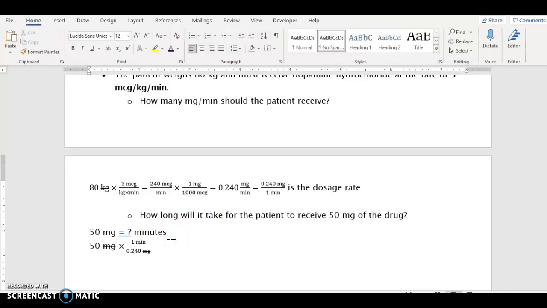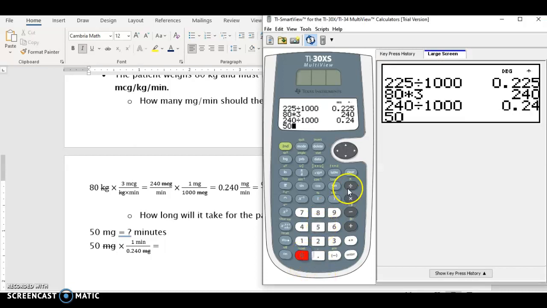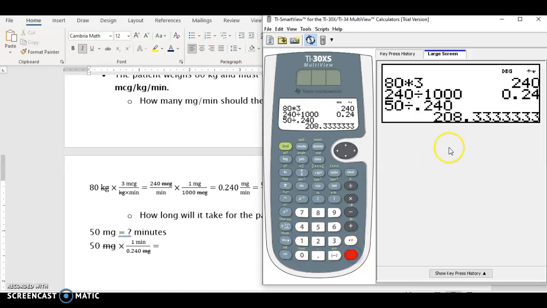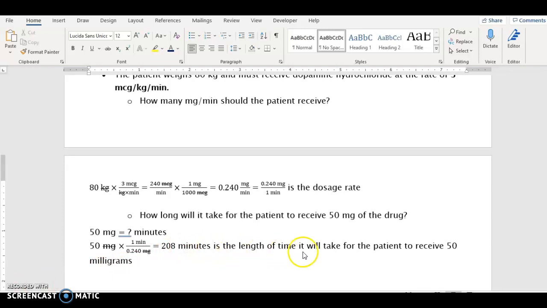So therefore we're going to do 50 divided by 0.240, and we get 208.33333. We can round that, so this is 208 minutes. So 208 minutes is the length of time it will take for the patient to receive 50 milligrams of the drug.